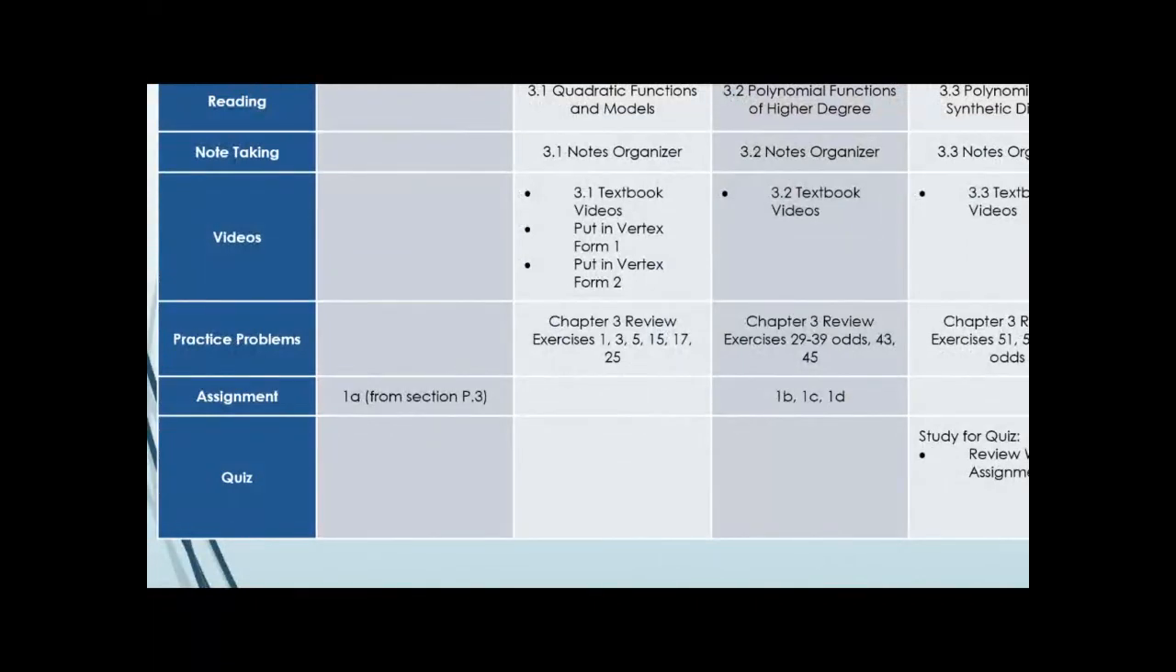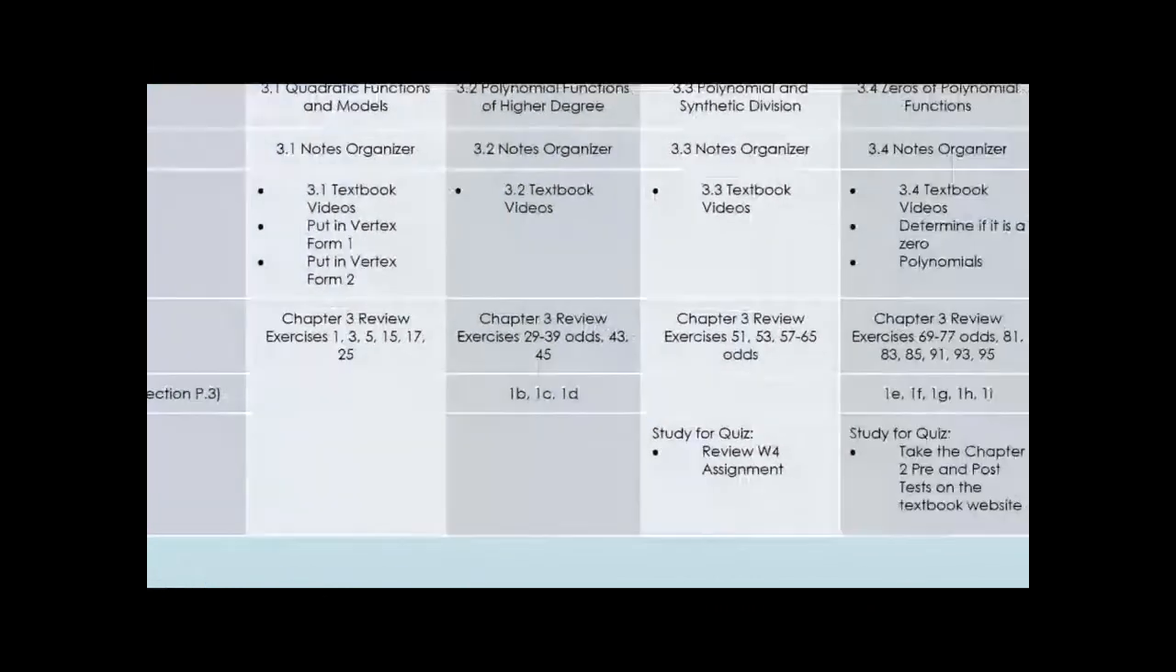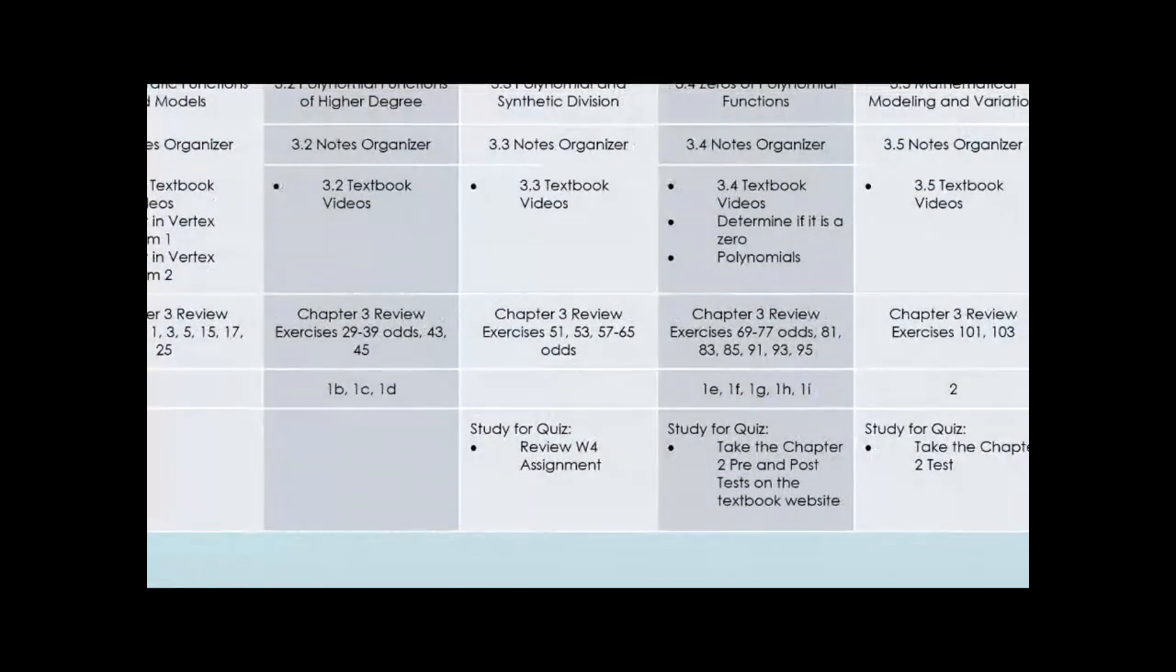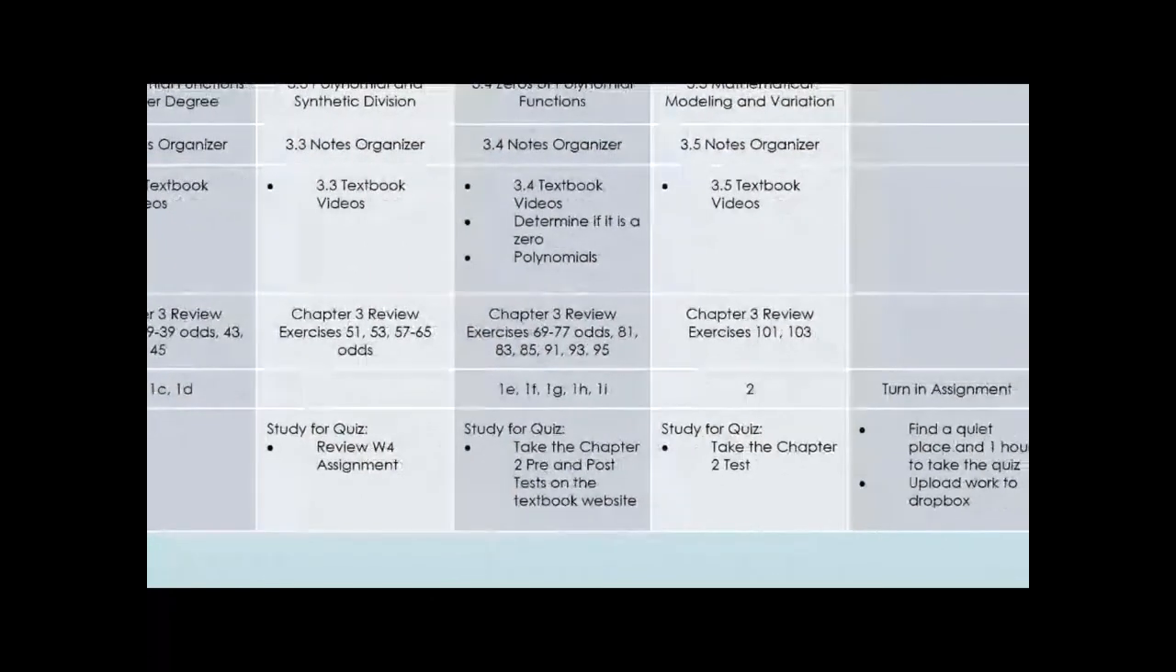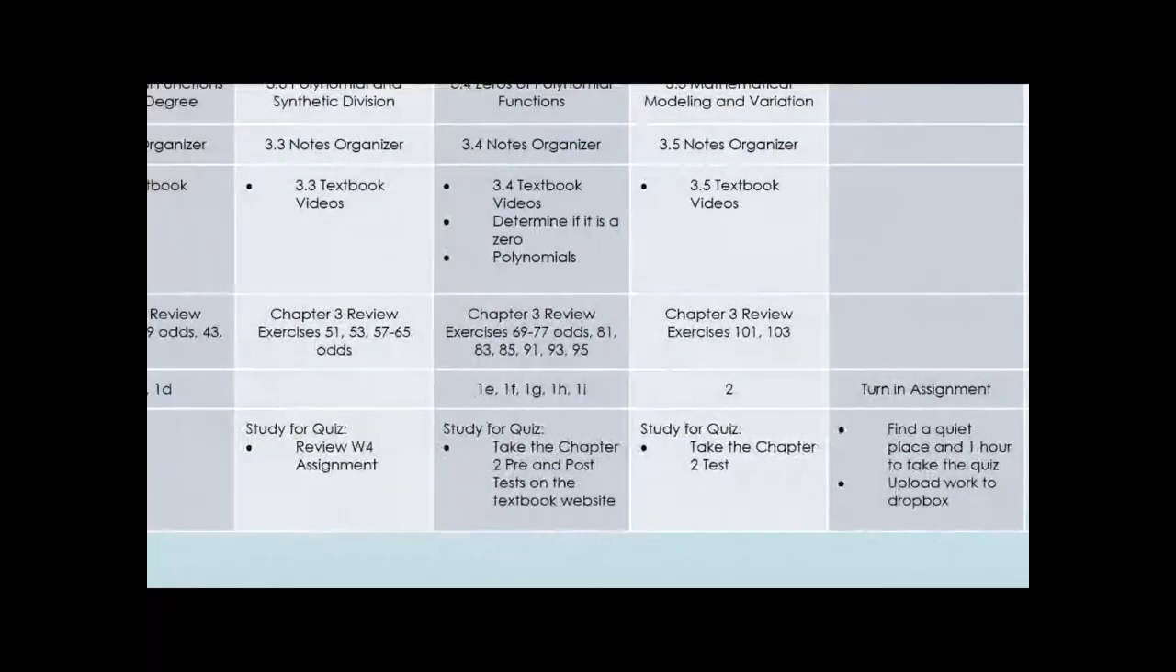And then, as I said, for the assignment, you basically need to do everything in order. 1A is actually from section P.3. It is mentioned again in 3.2, but if you don't, you can go back to P.3. They actually taught it there as well. And then B, C, and D come from 3.2, and then everything else in question 1 has to come from 3.4, which is why I recommend watching that 3.4 video. And then question 2 comes from 3.5. And then, I definitely recommend studying for the quiz, and don't do it all at once, do it in little chunks.